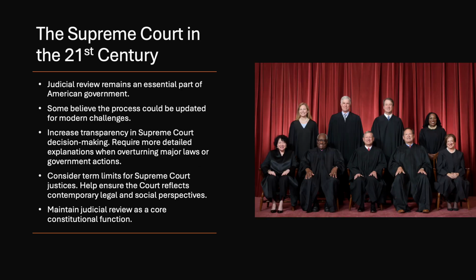So now let's talk about the Supreme Court today. Judicial review is an essential part of American government. Some people today believe that process needs to be updated, especially for the modern era. There are several ways that you could change that. You could increase transparency in Supreme Court decision making, and require more detailed explanations when you're overturning major laws or government actions. The big one that we always hear about is term limits for Supreme Court justices, which would help the court reflect modern day values. You maintain judicial review as a core constitutional function.